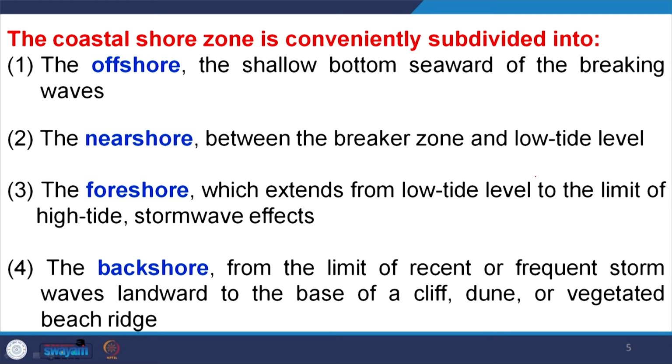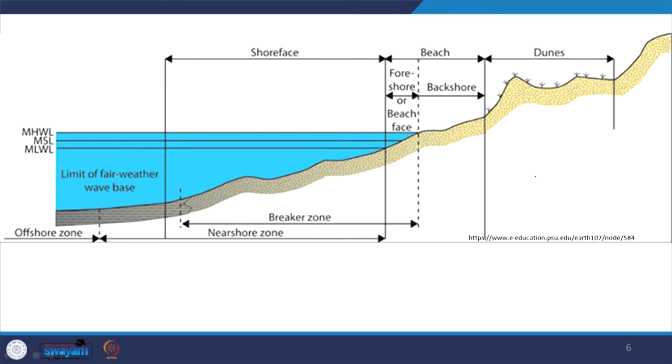Then backshore. Backshore forms the limit of the recent or frequent storm waves, landward to the base of the cliff, dune and vegetated ridges. If you see in this figure, all those zones have been marked here. This is the backshore, as we are talking now. Backshore is the maximum water level up to which the water can come during high tide or storm activities. Then it is the cliff or the vegetated part of the coast. So, this region is called backshore.